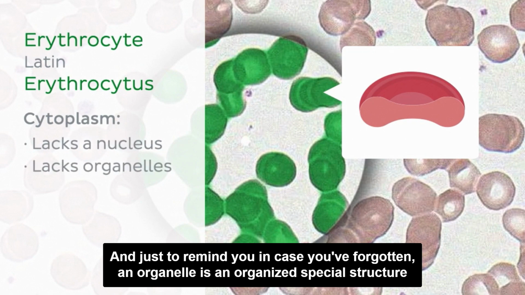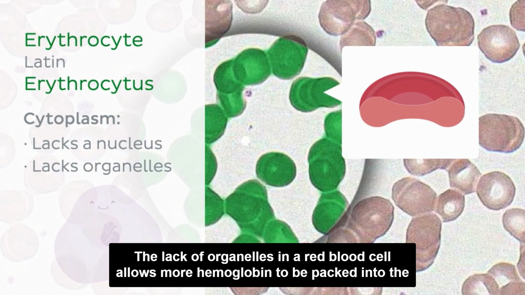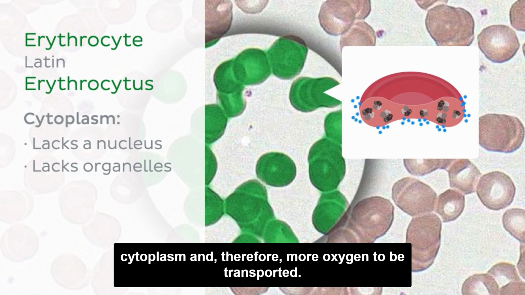The cytoplasm of red blood cells does not only lack a nucleus, but also lacks organelles. And just to remind you in case you've forgotten, an organelle is an organized or special structure that performs a particular function in a cell, like a little organ. The lack of organelles in a red blood cell allows more hemoglobin to be packed into the cytoplasm, and therefore more oxygen to be transported.